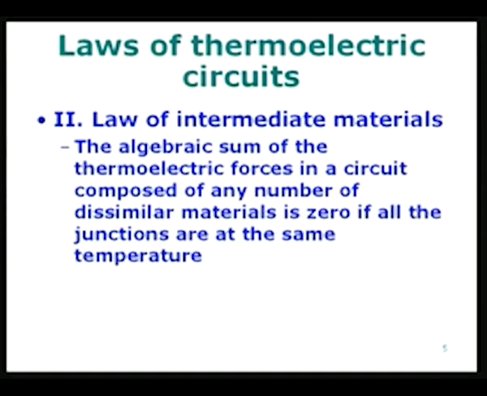The second law is called the law of intermediate materials, which plays a very significant role, as you will see in a little while from now. It simply says that the algebraic sum of the thermoelectric forces in a circuit composed of any number of dissimilar materials is 0 if all the junctions are at the same temperature. This is a very important relationship, and we will go back to the thermoelectric circuit and explain it a little later. But what does it mean?